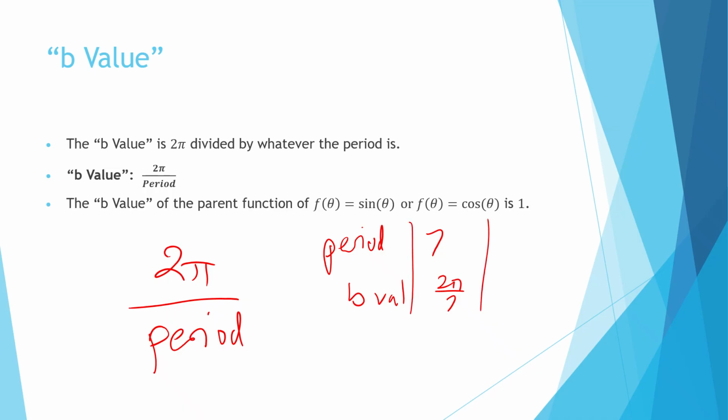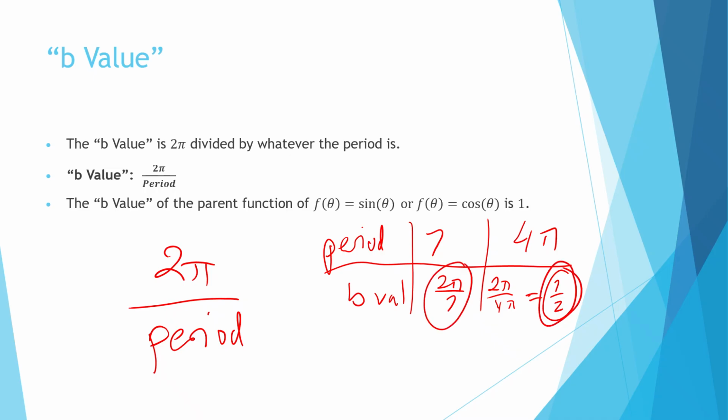However, let's say your period is 4 pi, then your b value is going to be 2 pi over 4 pi, which is 1/2 as your b value there. So you could have your b value in terms of pi or as just a rational number like that. The b value of sine and cosine is going to be 1 because the period is 2 pi. So then 2 pi over 2 pi will always be 1 there.